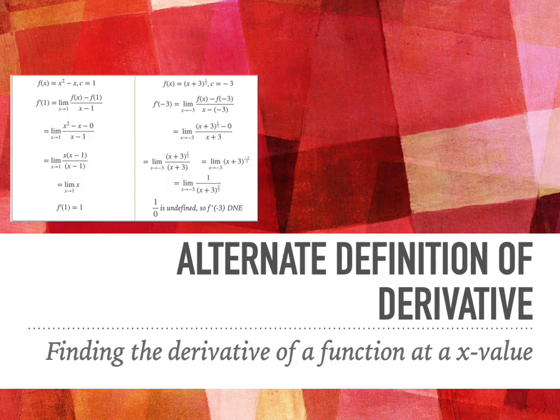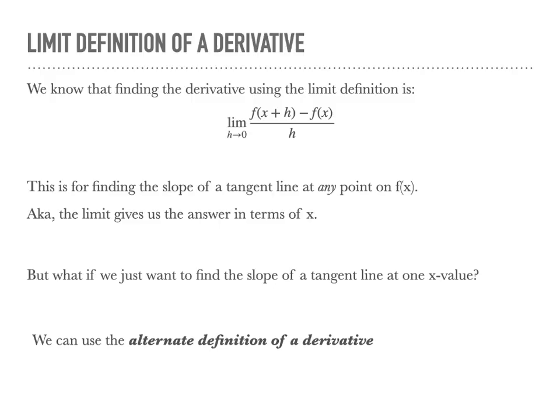Today we'll be talking about the alternate definition of the derivative. So just a quick recap: the limit definition of a derivative is the limit as h approaches 0 of f of x plus h minus f of x, all over h. This gives us the equation to find the slope of a tangent line at any point on f of x, aka it gives us the equation in terms of x to find the derivative.